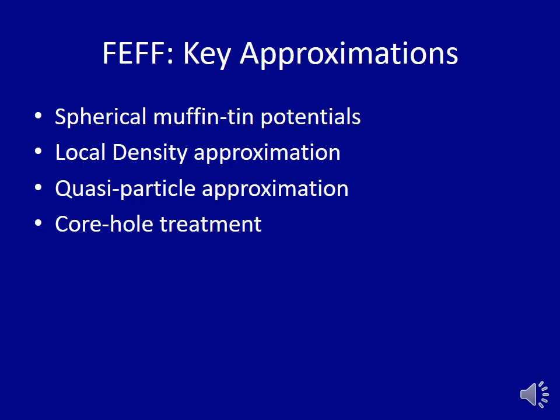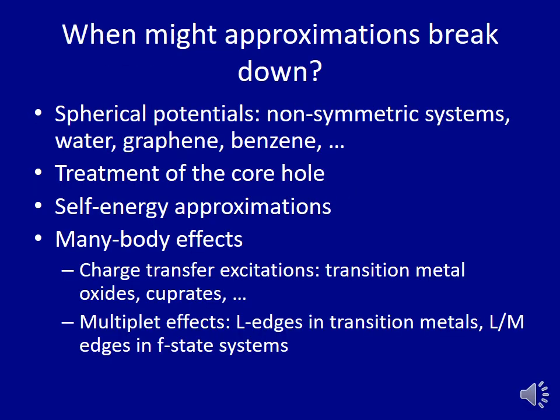And a better way to treat this is through Bethe-Salpeter, but I won't really talk too much about that. So when might these approximations break down? First, you can talk about spherical potentials. The less symmetric the system is around the absorbing atom, the more likely it is that the spherical potentials approximation is going to break down.